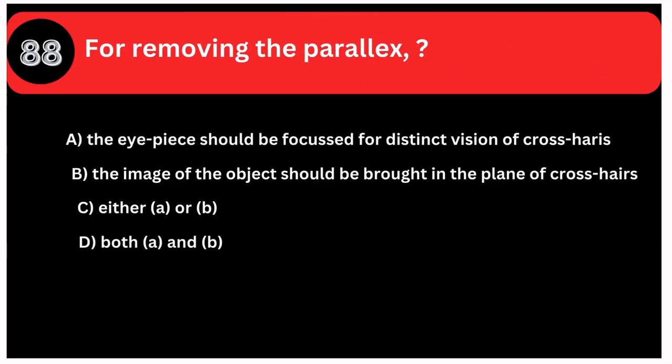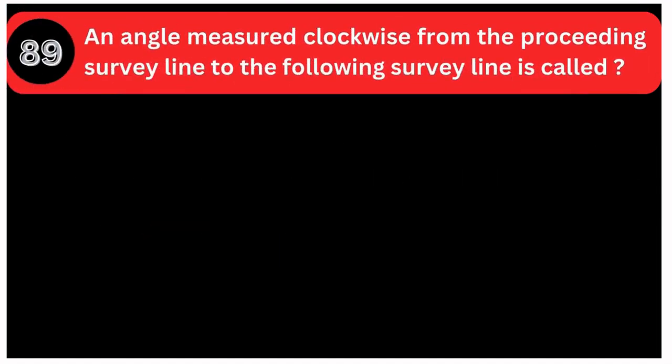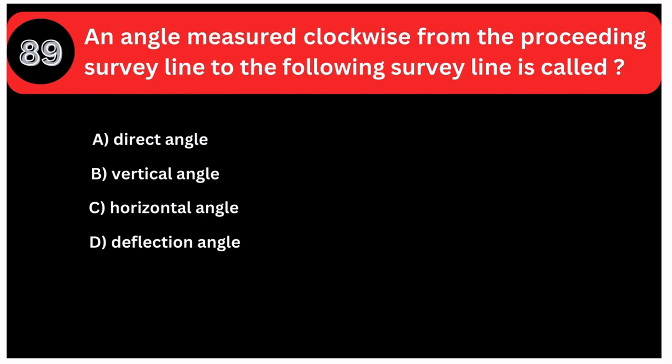For removing the parallax. Options: A, the eyepiece should be focused for distinct vision of crosshairs. B, the image of the object should be brought in the plane of crosshairs. C, either A or B. D, both A and B. Answer: D, both A and B. An angle measured clockwise from the preceding survey line to the following survey line is called. Options: A, direct angle; B, vertical angle; C, horizontal angle; D, deflection angle. Answer: A, direct angle.